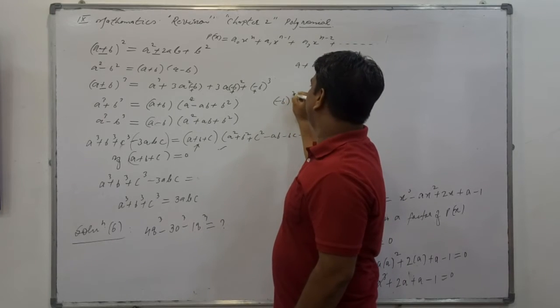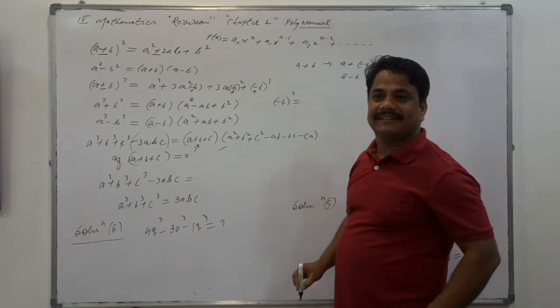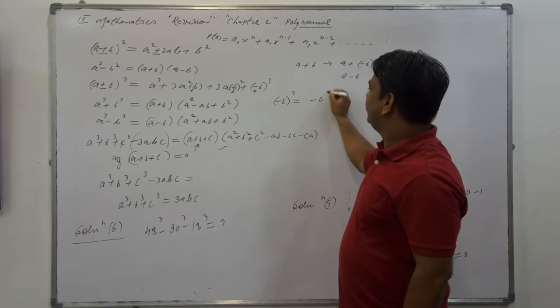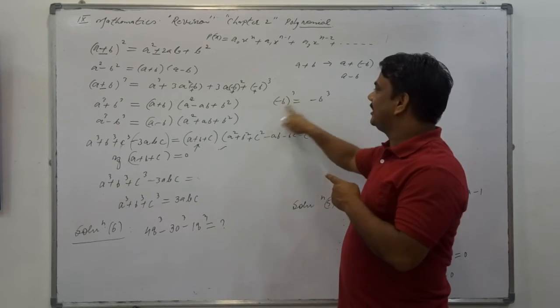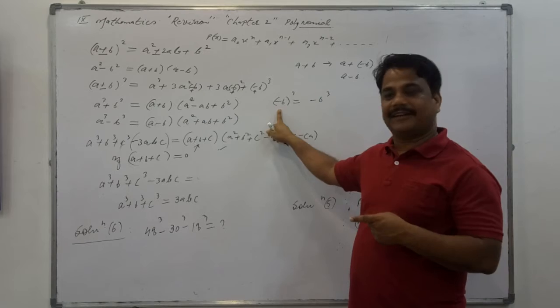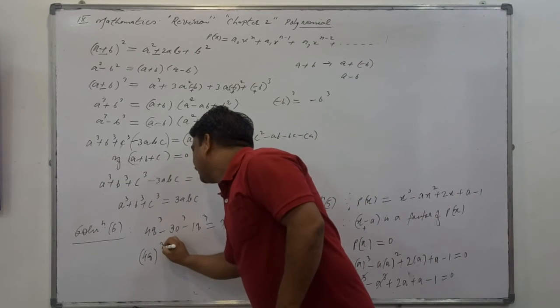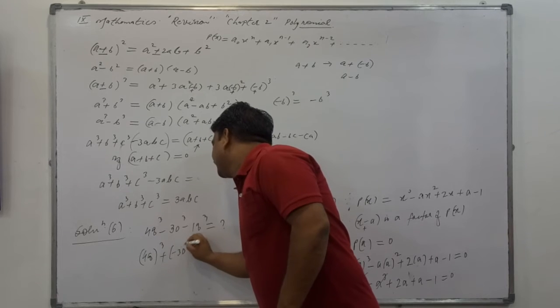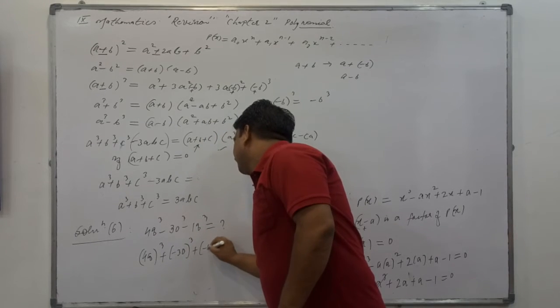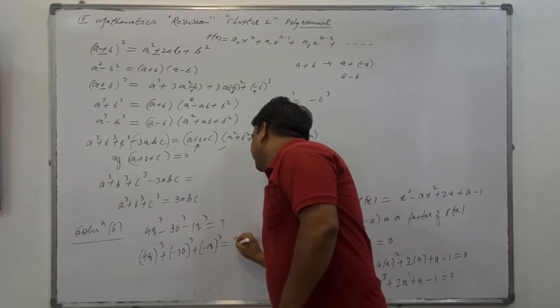Minus b to the power cube. Does the minus of x here? No, minus of b cube. This minus of b cube can be written as a minus of b. Now this expression can be modified: 48 whole cube plus minus 30 whole cube plus minus 18 whole cube. Is that clear or not?